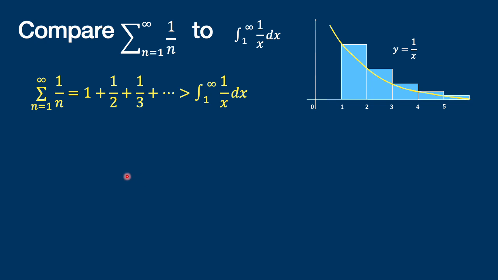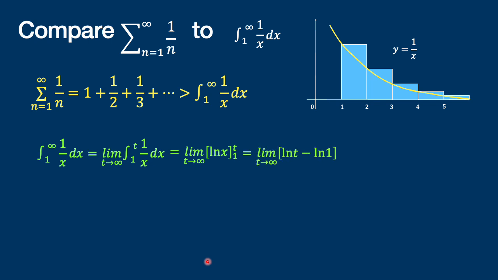First, I want to evaluate the improper integral, guys. How can you evaluate the improper integral? Using the definition of the improper integral, limit as t approaches infinity of the integral from 1 to t of 1 over x dx. What is the antiderivative of 1 over x? It's going to be ln x. You plug in 1 and t, that's ln t minus ln 1. ln 1 is 0. ln t, as t approaches infinity, goes to infinity. So this improper integral diverges.